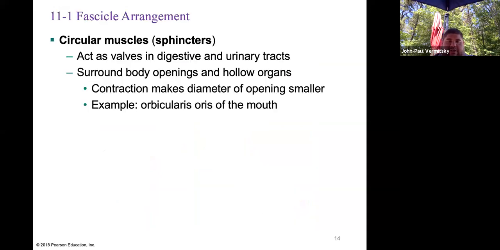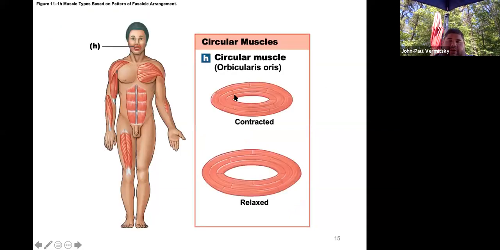The fourth class of fascicle arrangement is actually circular muscles or sphincters. These act more like valves, especially in the digestive and urinary tracts. They will surround body openings and hollow organs, and the contraction makes the diameter of the opening smaller. When the muscle contracts, the opening will actually become smaller. So this is the orbicularis oris muscle. You can see it's contracted here. This is its relaxed state. You can see the opening is smaller when it's contracted. And this is a type of muscle where you have the concentric rings that sort of go around.